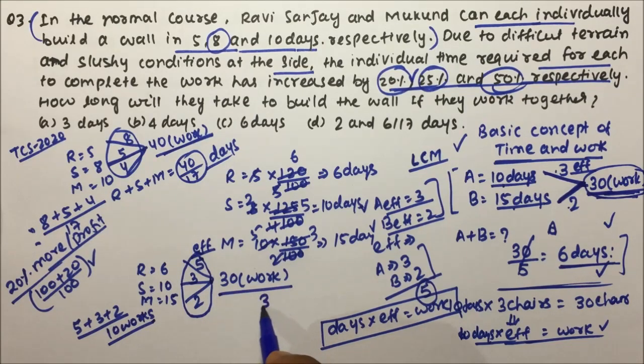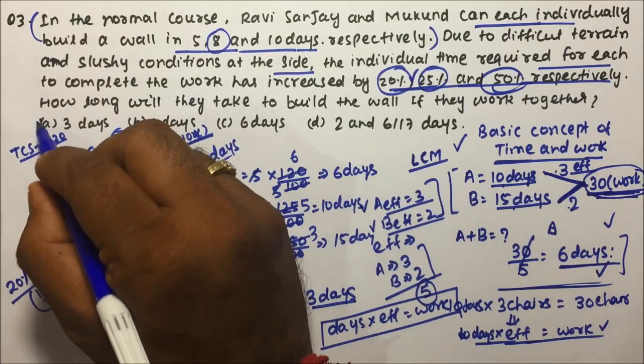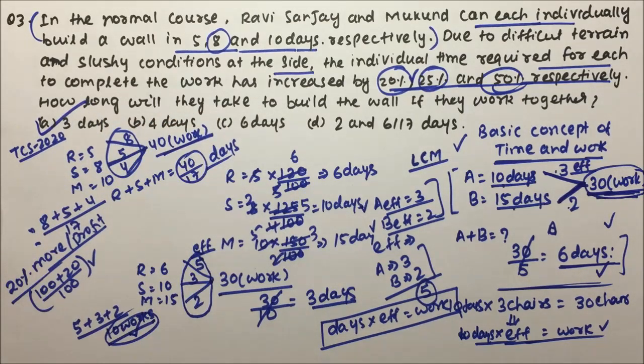So for completing 30 work, they will be taking 3 days. See, they are able to do 10 work in a day. So in 2 days, they will be able to do 20 work. In 3 days, they will be able to do 30 work. That means 3 days. Option A will be the correct answer for question number 3.